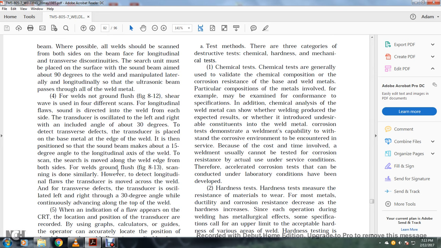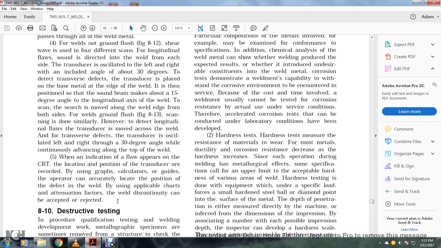The scanning is done similarly, but to detect longitudinal flaws the transducer moves across the weld, and for transverse defects the transducer is oscillated left to right through a 30-degree angle while continuously advancing along the top of the weld.